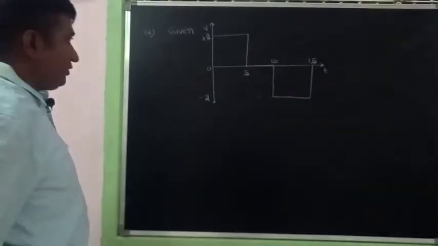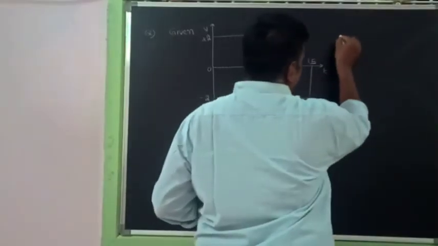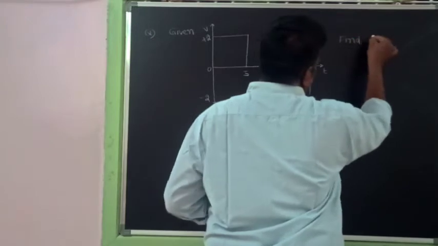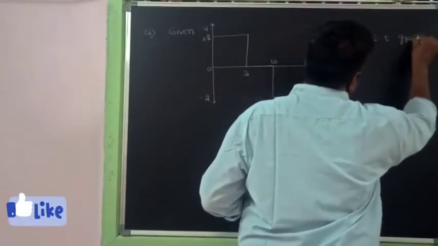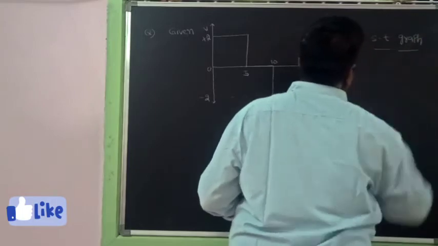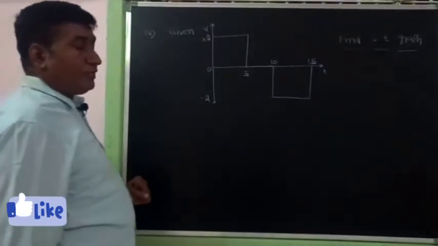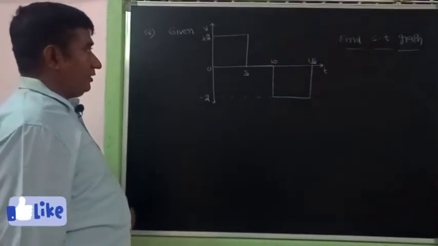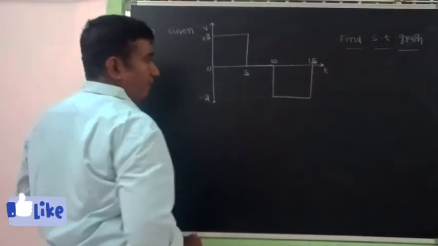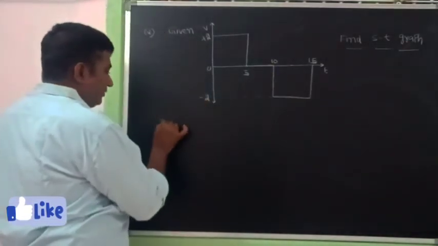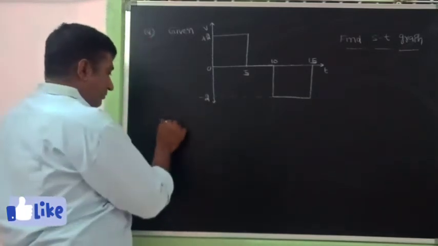Okay? So this is a given question. You have to find the displacement time graph. Like this they have asked. We have to find the displacement time graph. Here they have given velocity and time. So the area under the velocity time graph is nothing but displacement.